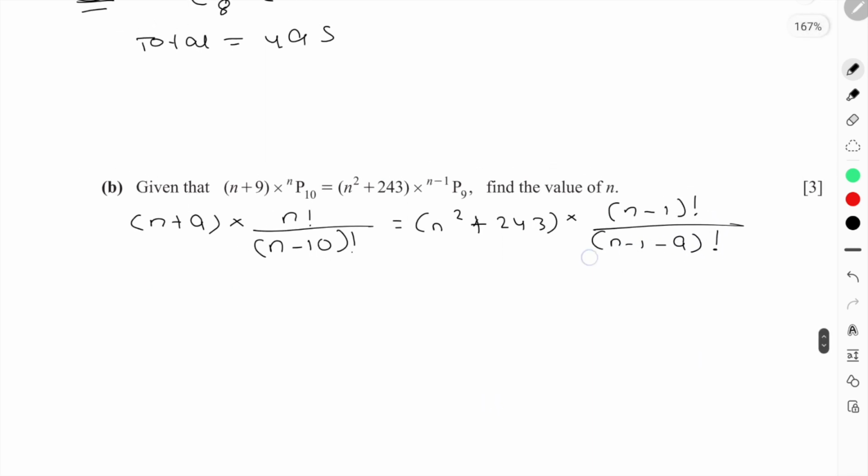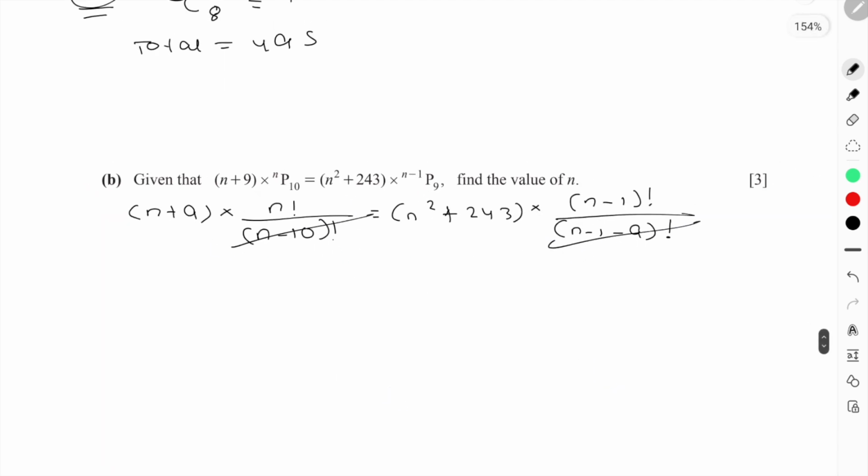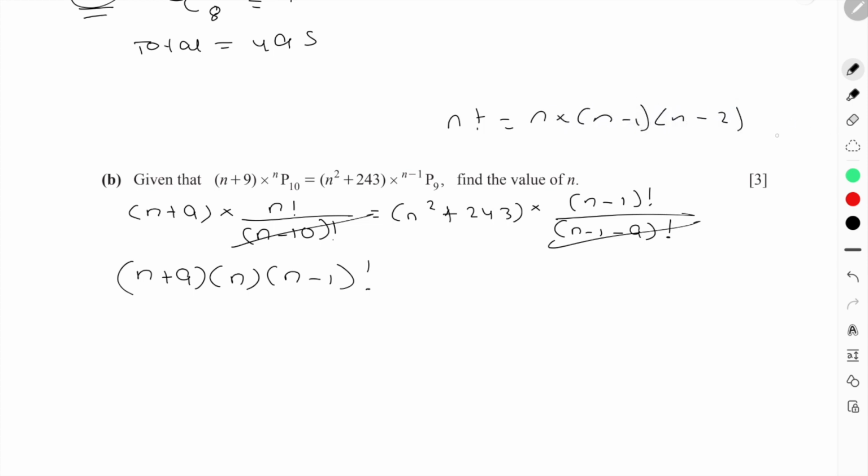Alright, so we can cancel this and this because they're essentially the same. And we can write this as n into n minus 1 factorial. We know that n factorial is basically n into n minus 1 into n minus 2 and so on, right? So we can rewrite this as n into n minus 1 factorial. We did this because we see that a term over here contains this, and so we can simplify it to that.